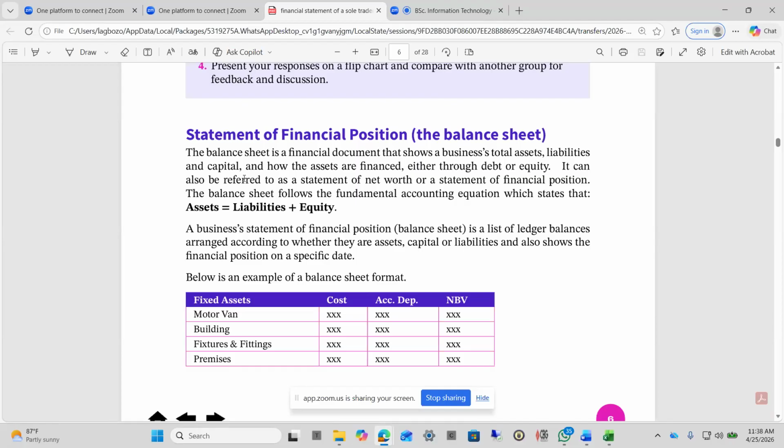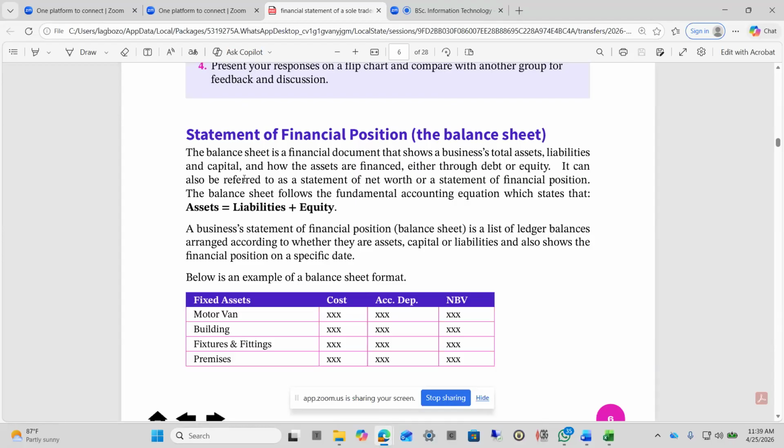Statement of financial position. The balance sheet is a financial document that shows a business's total assets, liabilities, and capital, and how the assets are financed, either through debt or equity. It can also be referred to as statement of net worth or statement of financial position. The balance sheet follows the fundamental accounting equation, which states that asset equals liability plus equity.